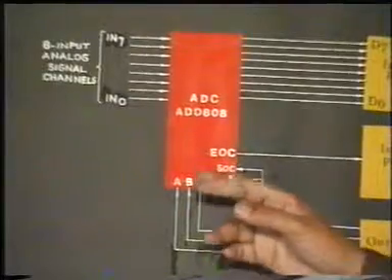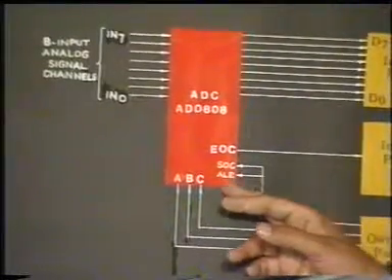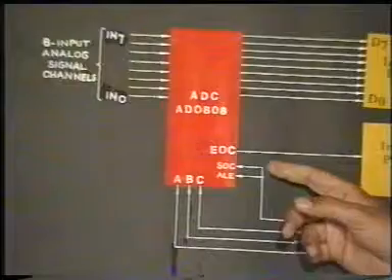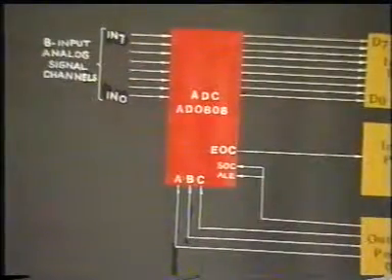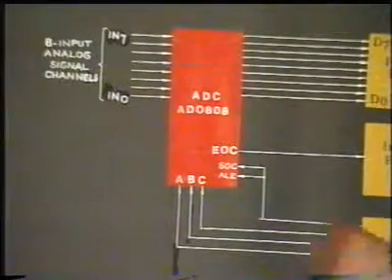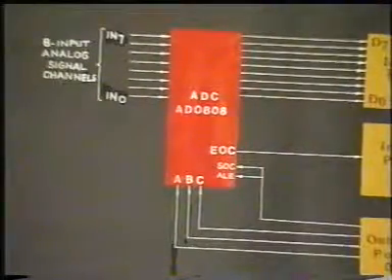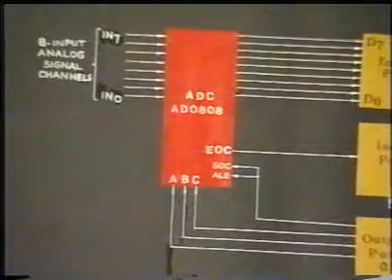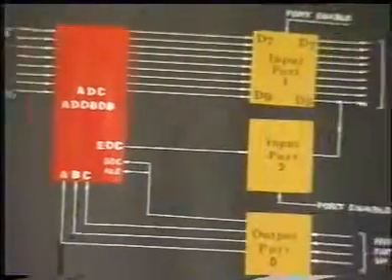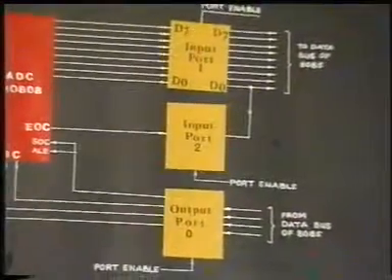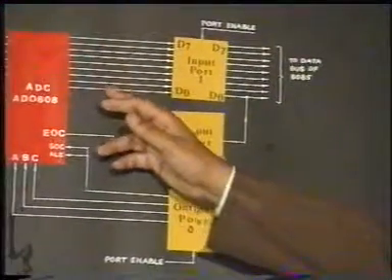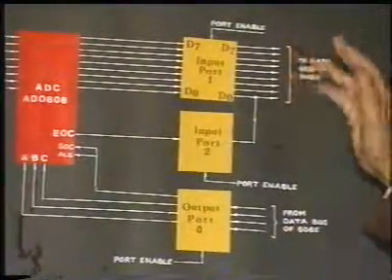The address is latched into the A to D converter through the ALE signal, and the conversion is started by sending an appropriate signal on the SOC line, that is, start of conversion. Then the end of conversion is monitored again, in this case through the status check approach, by another port like this. Whenever the conversion is over, the output of the particular channel is read by the microprocessor through this port.